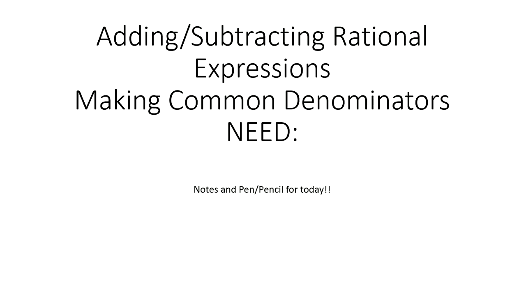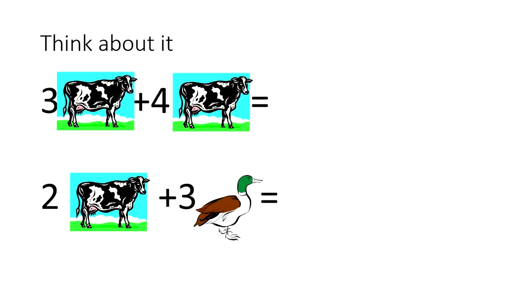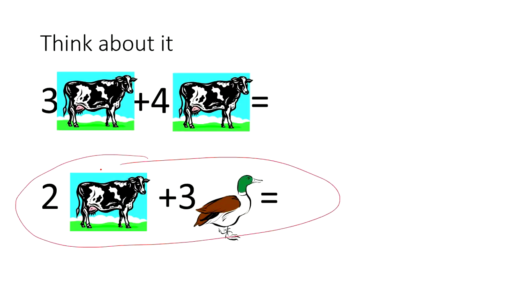Today we're not going to have common denominators. You're going to want your notes and just a pen and a pencil today to be able to write with. So what we're going to look at, guys, is the 2 cows plus 3 ducks part of adding and subtracting, when we do not have two denominators that are the same.